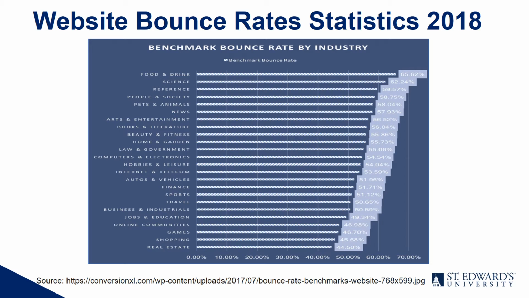Food and drink, science, reference, websites around books, arts and entertainment. Think about content you want to review and read about. Here's the bounce rate for each of these different industries from highest to lowest. And think to yourself, if I work in this industry or if I'm a consumer of this industry, perhaps why is that bounce rate what it is?